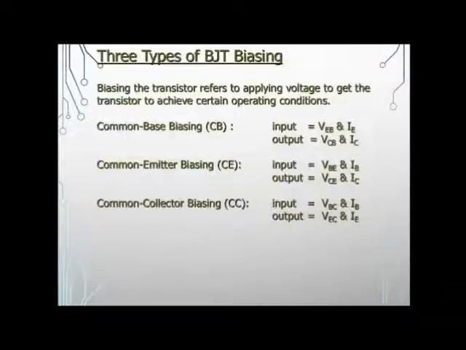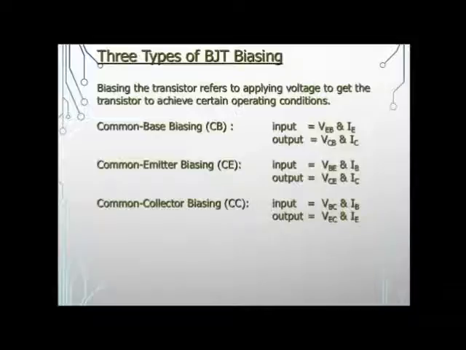Now there are three types of BJT biasing. We have already seen a video on transistor biasing, so you can refer to that also. Biasing the transistor refers to applying voltage to the transistor. In this case, we have three types of biasing: common base biasing, common emitter biasing, and common collector biasing.